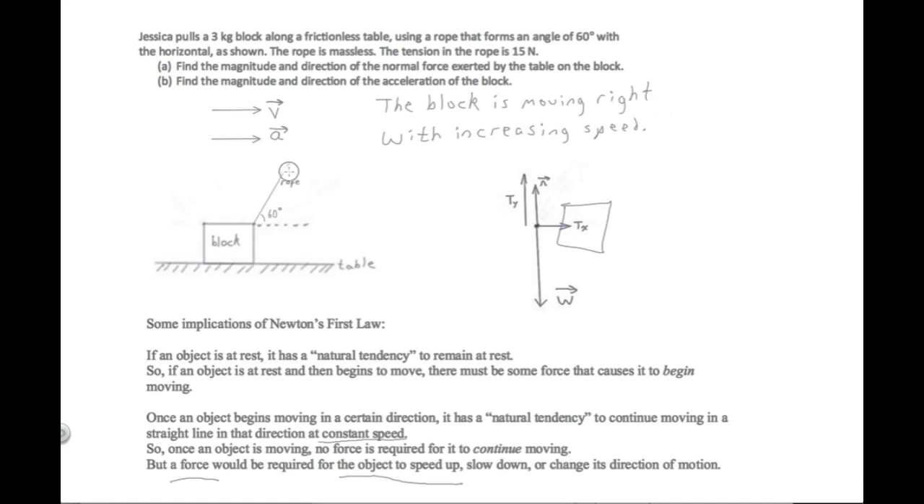Jessica is pulling on this rope. Part of that pull is pulling to the right, and that explains why the object is moving to the right with increasing speed. That's the force that explains why the object is speeding up in its rightward motion. So now we see that it does make sense that the object is accelerating to the right. Why is the acceleration to the right? Because of T sub x. The rightward portion of the pull on the rope explains why the object is accelerating to the right.